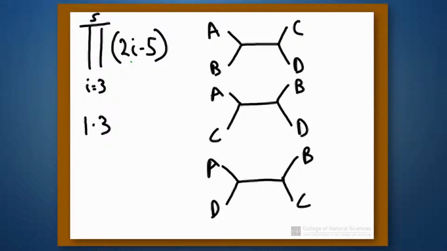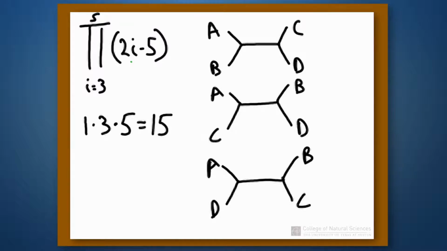Well, basically what we want to know is how many different ways can we add a 5th species to our 3 4-taxon trees? And because there are 5 branches in each tree, there are going to be 5 different ways that we can add that 5th species to each of the 3 trees. So this term here becomes a 5. And so we multiply all this out and we have 15 different 5-taxon trees.